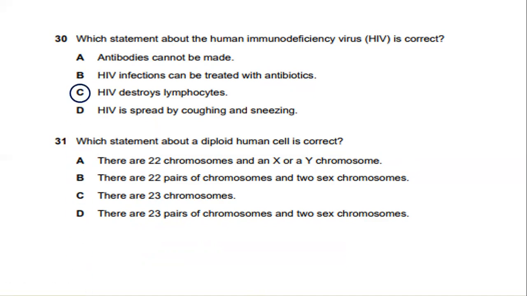For question number 31, which statement about diploid human cells is correct? So if we can see, this is a straightforward question. There are 22 pairs of chromosomes and 2 sex chromosomes. So the answer is D, 23 pairs of chromosomes and 2 sex chromosomes.